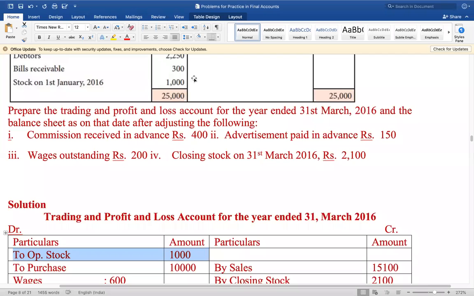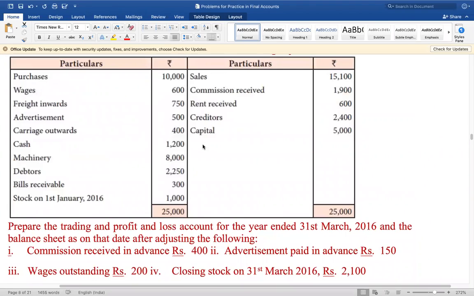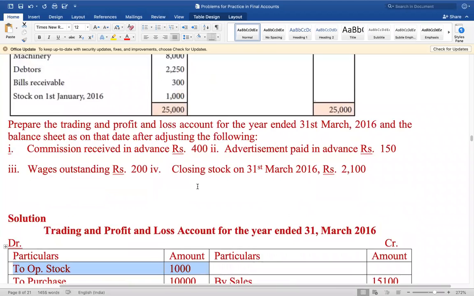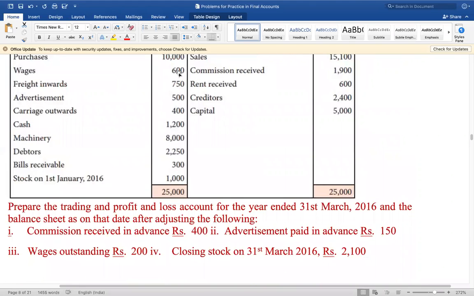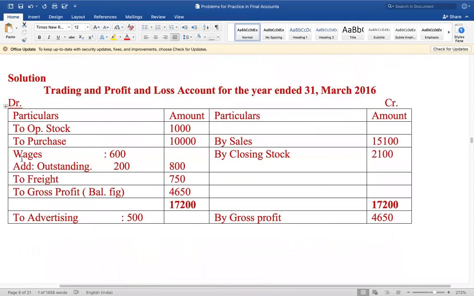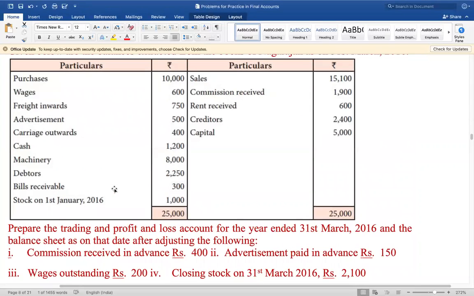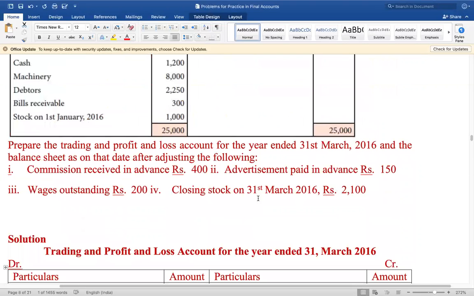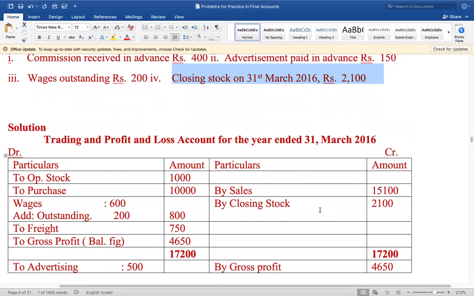Opening stock 1,000. Then purchases 10,000. Then wages 600. That is an adjustment for wages 200. Outstanding to be added. That's what we have done. Wages 600. Add outstanding 200. So 800 is the total. Again, this outstanding wage will become liability. Remember that. Then you have sales on the credit side, by sales. By closing stock 2100.